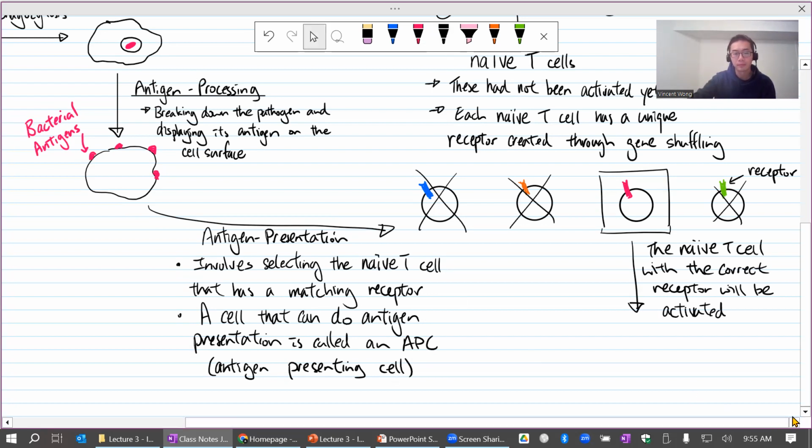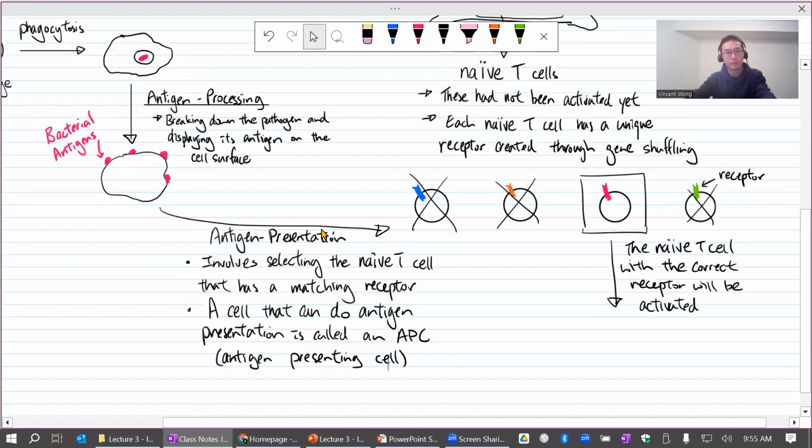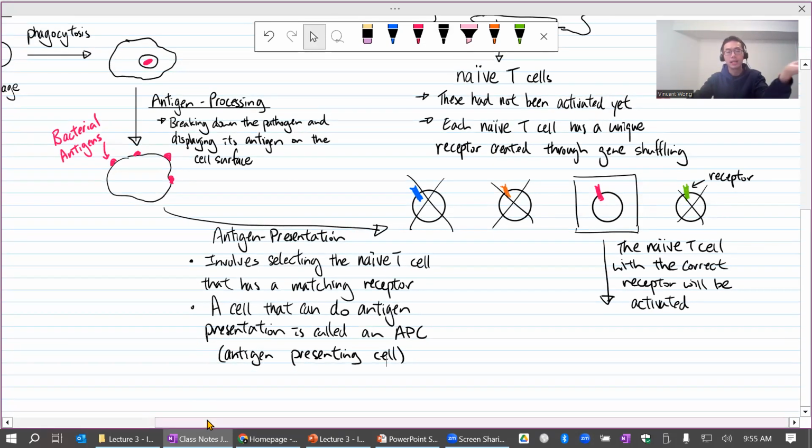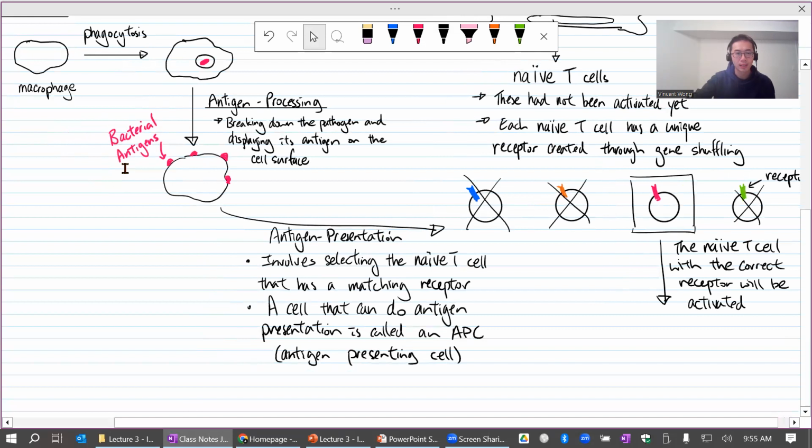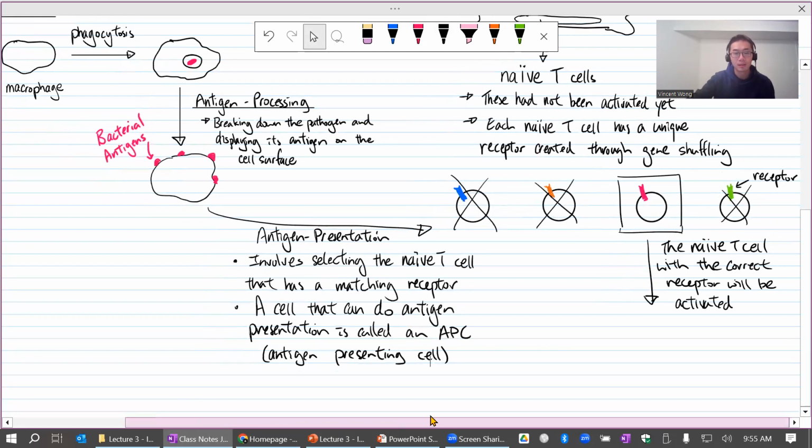So all of those macrophage will present them, or only a few of them? Any macrophage that has eaten up a bacteria is going to go present it. There will be so many macrophage eating so many bacteria, which is a good thing, because you want to select all these T cells that are able to help.